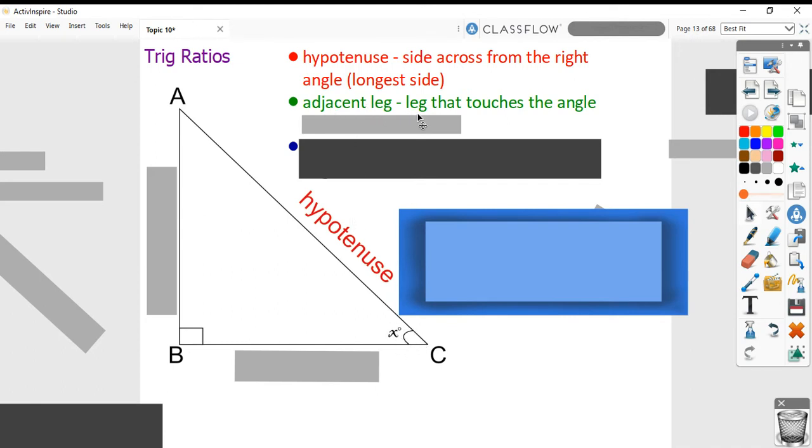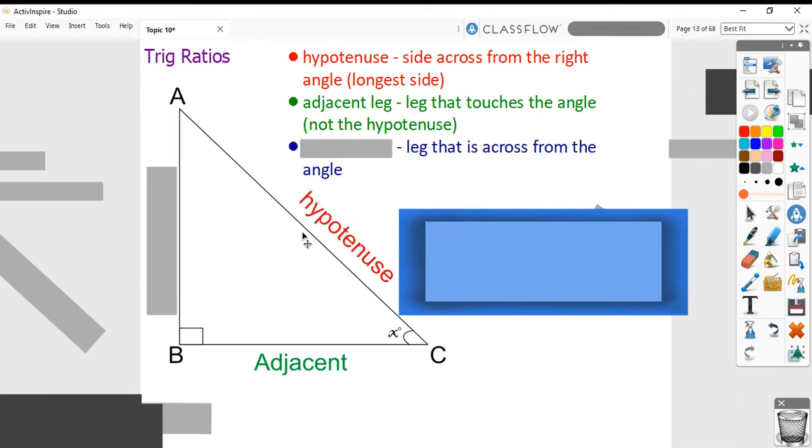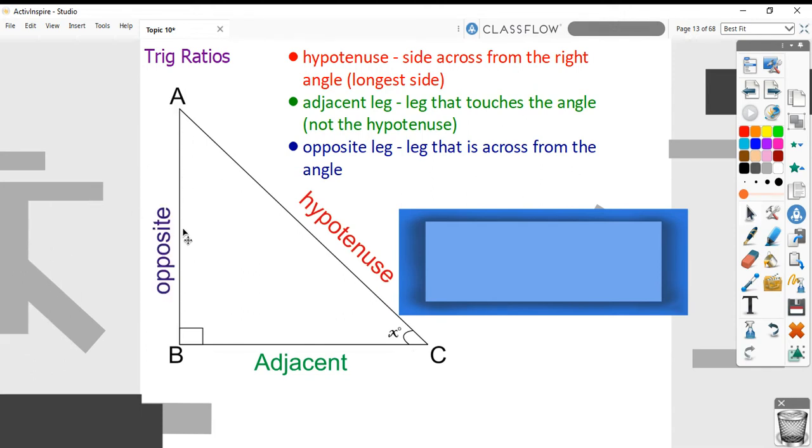When we talk about the adjacent leg, it's the leg of the triangle that touches the angle and is not the hypotenuse. On this diagram, the leg BC is the one that's touching the angle, so that's the adjacent leg. This next one is what we call the opposite leg. This is the leg of the right triangle that is across from the angle we're working with. It's the one that does not touch it. In this case, it would be AB, because we're working with angle C down in the corner.